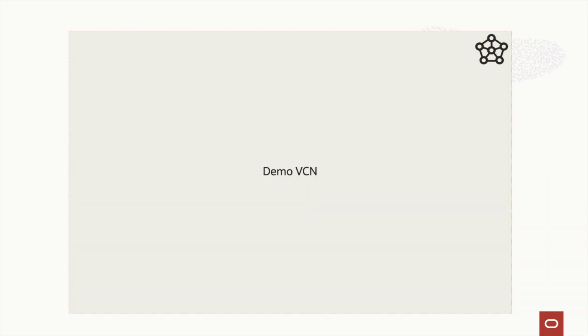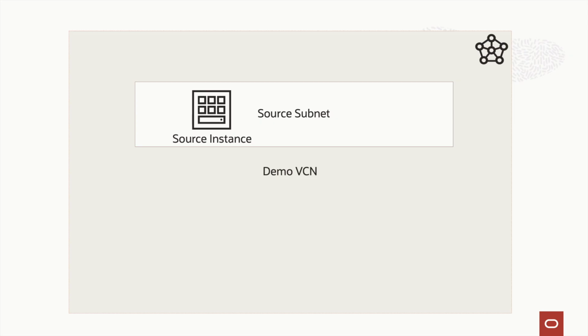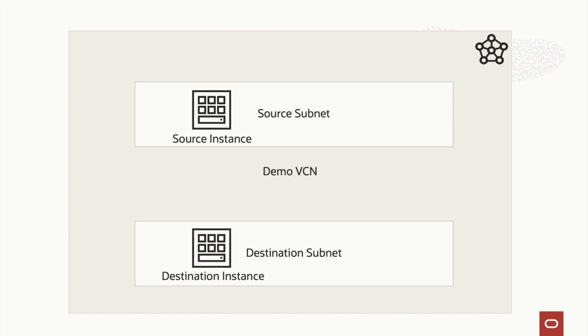We'll use a VCN with two subnets. The first subnet will be named Source Subnet, with a single instance named Source Instance. We'll also have a subnet named Destination Subnet, with another instance named Destination Instance. The goal is to establish bidirectional connectivity using only Zero Trust Packet Routing policies.